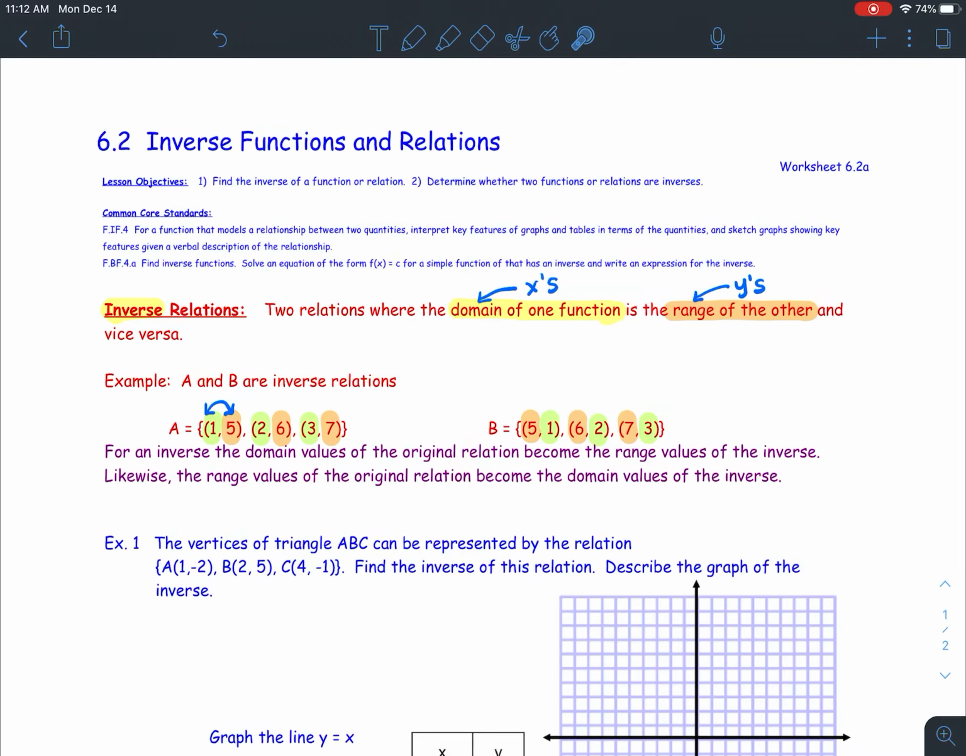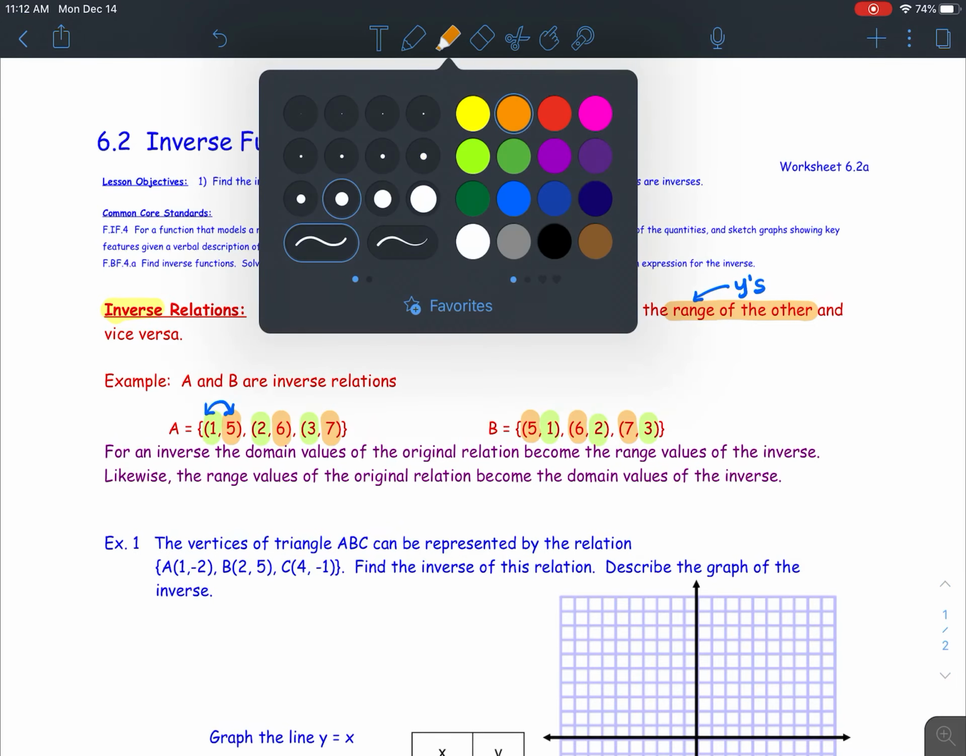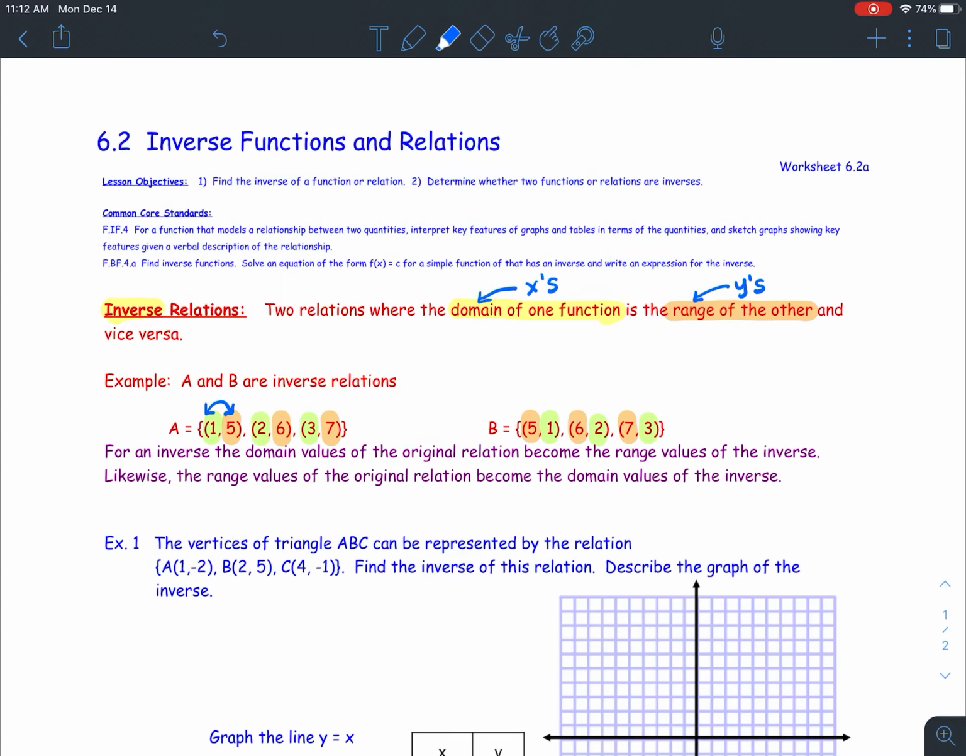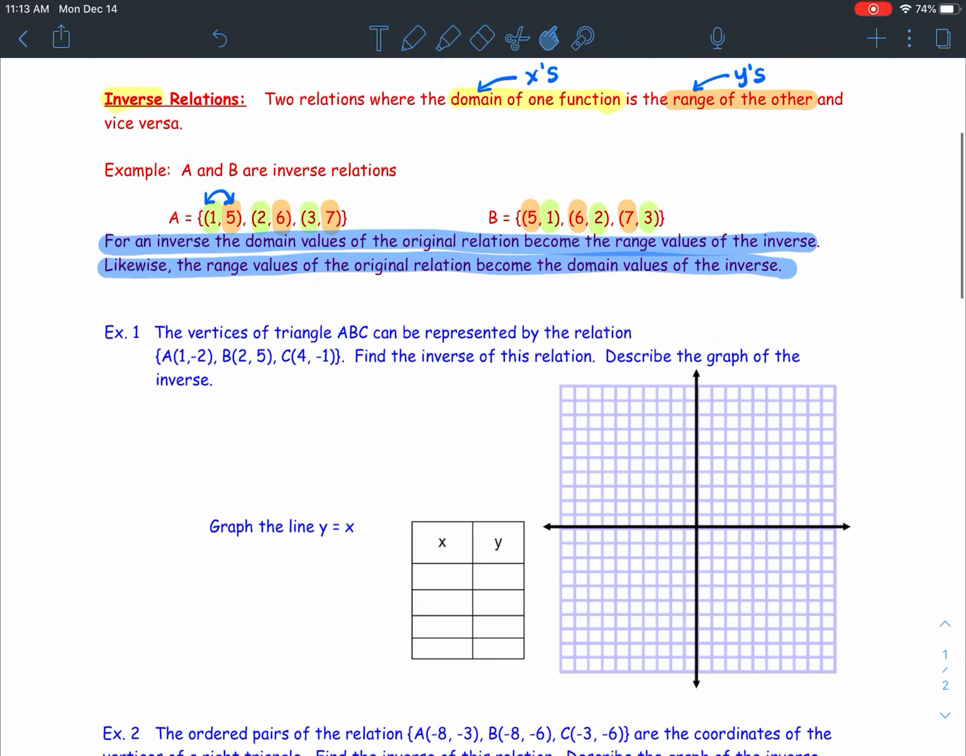Okay? So it says here, for an inverse, the domain values of the original become the range values of the inverse. Likewise, the range values of the original become the domain values of the inverse. And when you flip-flop the x and the y values, something very unique happens on the graph. I want to explore this with you with this first example here.